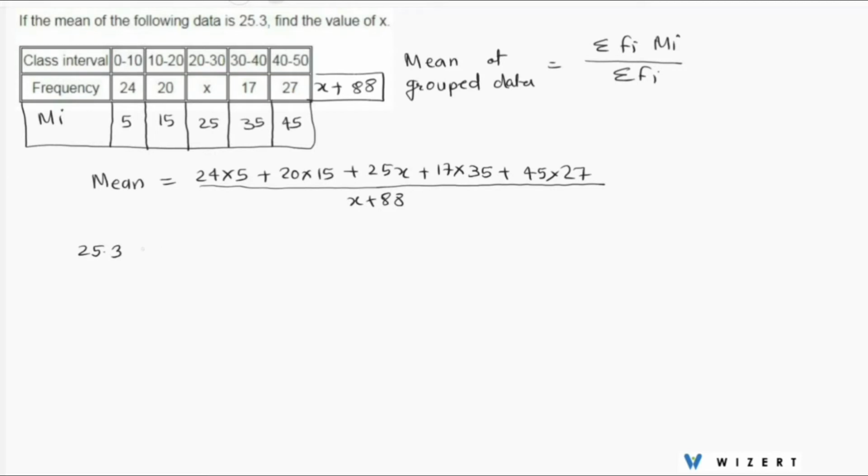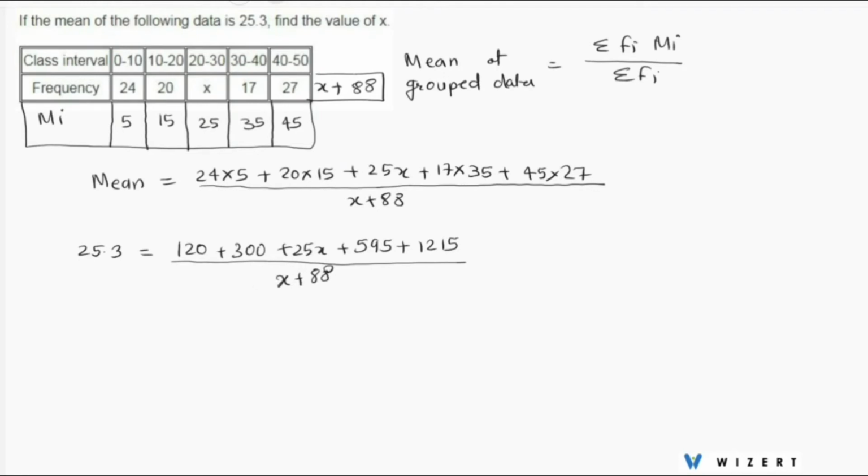So 25.3 equals: 24 5s are 120, 15 20s are 300, plus 25x, 17 35s are 595. Now 27 45s are 1215, whole divided by x plus 88.